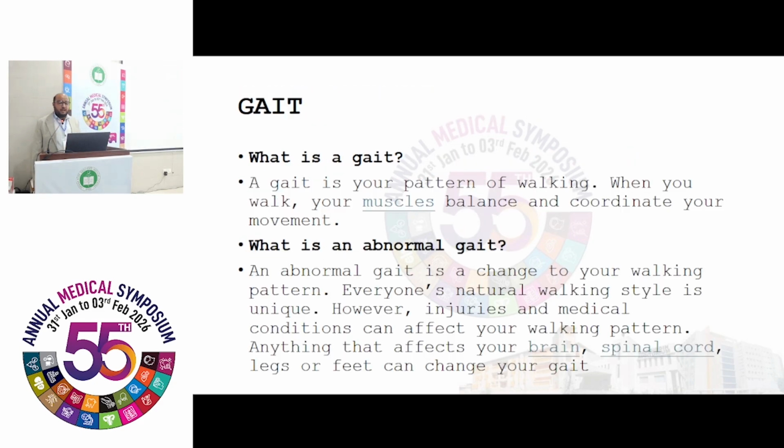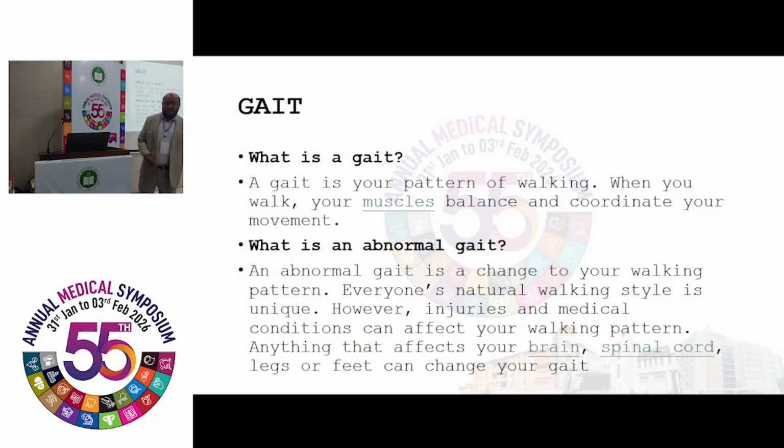Basically, gait is a pattern of walking. When you walk, your muscles balance and coordinate your movement. If it is unbalanced, it means abnormal gait. There is a problem in the coordination of muscle and balancing of the body, so it means an abnormal gait associated with CP.